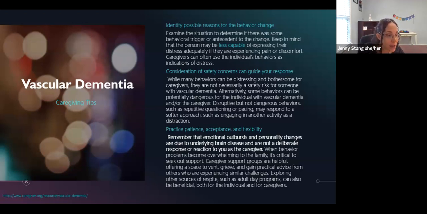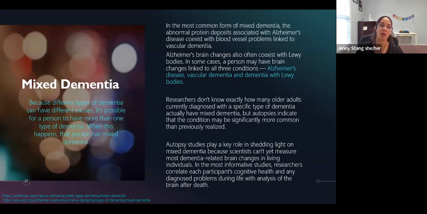All right, and next we're going to talk about mixed dementias. Because different types of dementia can have different causes, it's possible for a person to have more than one type of dementia. When this happens, we call that mixed dementia. In the most common form of mixed dementia, the abnormal protein deposits associated with Alzheimer's disease coexist with blood vessel problems linked to vascular dementia. So the most common mixed dementia is Alzheimer's and vascular.